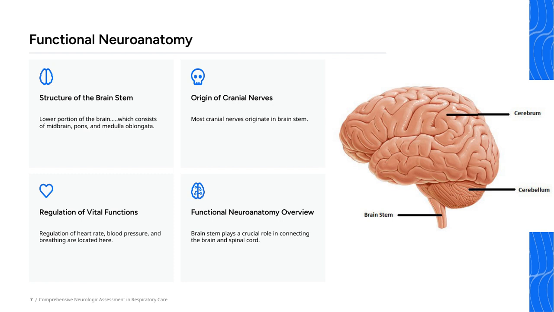Now, the structure of the brain stem itself is composed of the lower parts of the brain, which include the midbrain, pons, and medulla oblongata. This structural organization allows it to perform its crucial roles efficiently. Understanding this, especially in the context of respiratory care, underscores the importance of the brain stem in monitoring and regulating respiratory patterns, which can be affected in various neurological conditions.